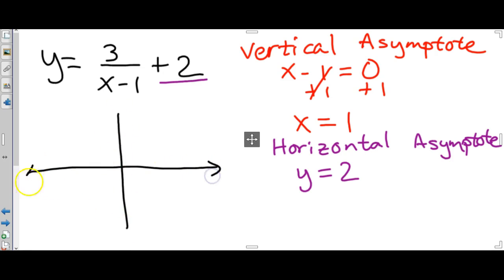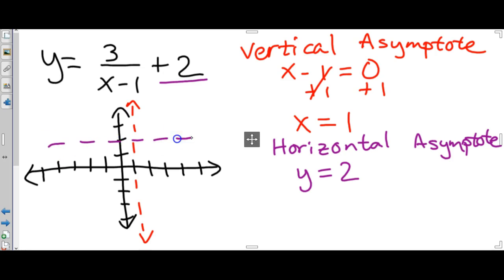So on our graph, we now know that we have the vertical asymptote at x equals 1 and the horizontal asymptote at y equals 2. So we know approximately our graph would look like this. But usually to get a more accurate picture, we now need to pick some values and make a table again.